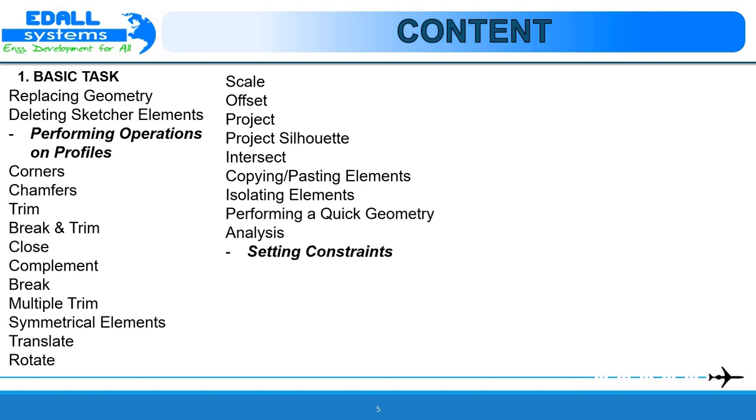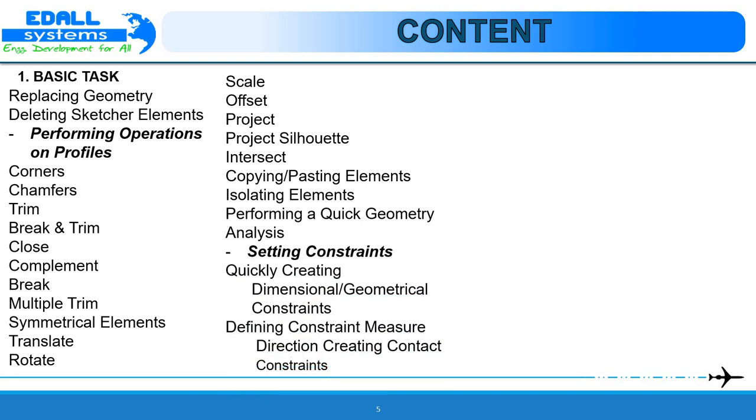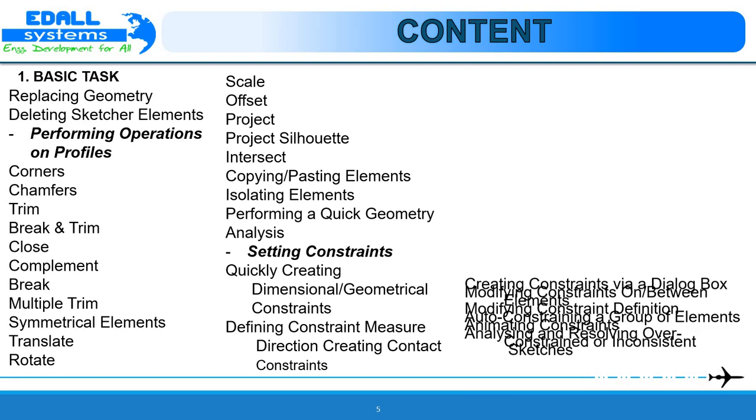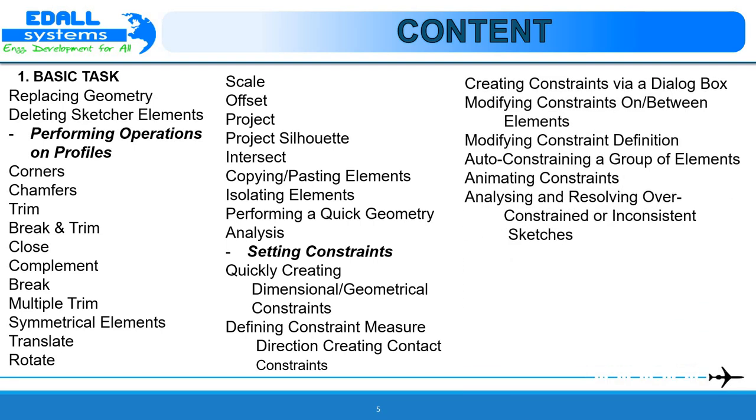Under setting constraints, we have quickly creating dimensional and geometrical constraints, defining constraint measure direction, creating contact constraints, creating constraints via a dialog box, modifying constraints between elements, modifying constraint definition, auto-constraining a group of elements, animating constraints, analyzing and resolving over-constrained or inconsistent sketches.